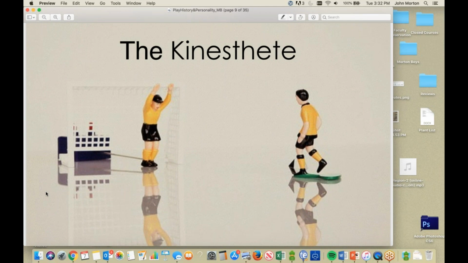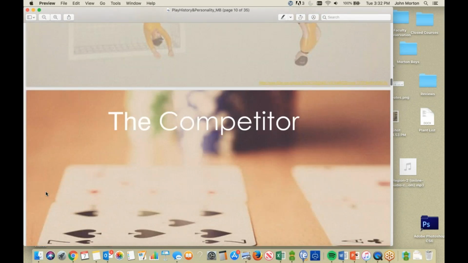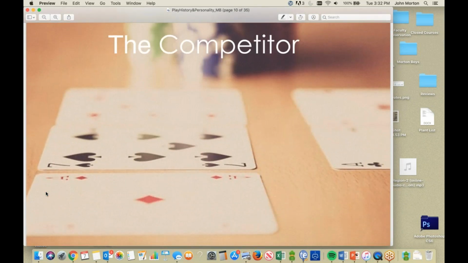Then we have the kinesthete, someone who wants to be in motion. A lot of times our athletes, our dancers, any of those people. The kinesthete very much is that. We have our competitor, and this is someone who is more interested in competition than they are in what it is that they're doing. Maybe the thing that they're drawn to is the challenge. They're like, oh, I want to be the best, or I want to do this the fastest, or whatever it is. The competitor likes competition probably more than they like the actual games and whatnot that they're engaged in.